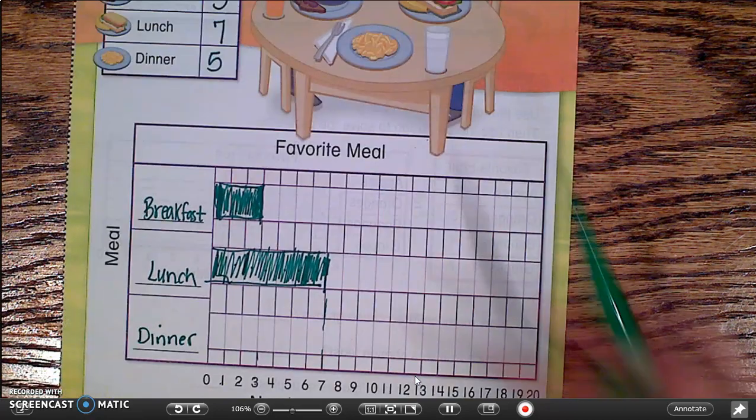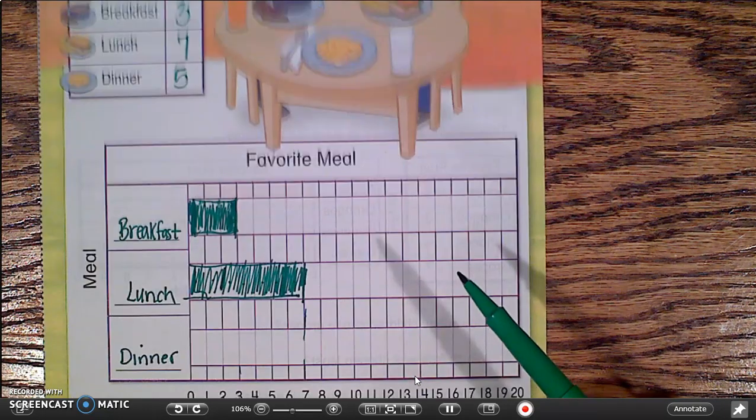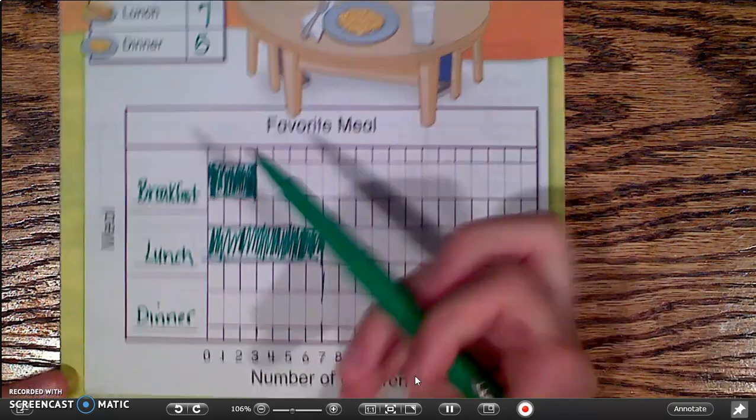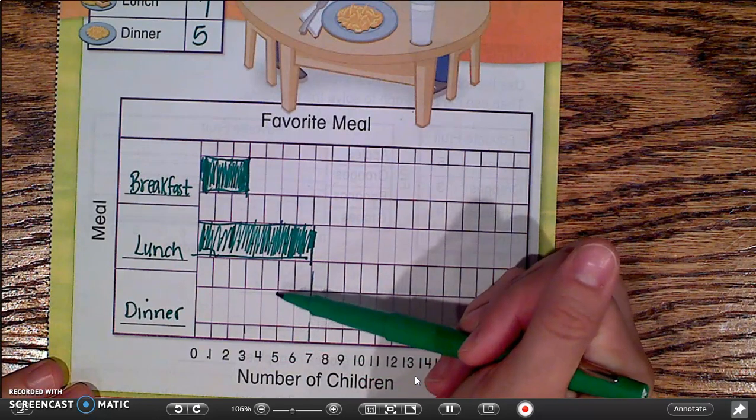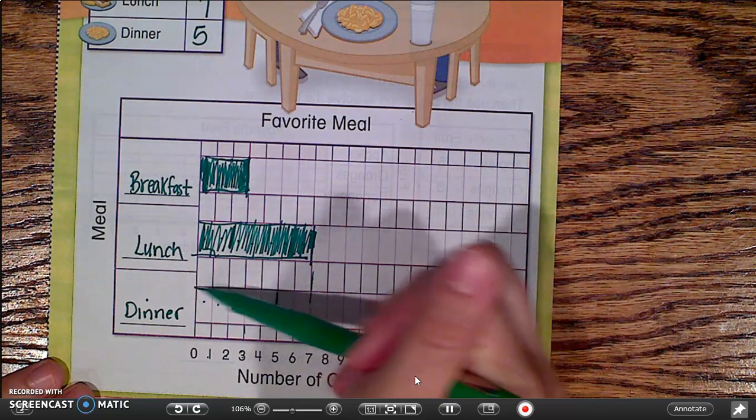Awesome. Now, last we have dinner. How many students said dinner was their favorite? 5. So I'm going to go to 5. Then recount. 1, 2, 3, 4, 5. Good job.